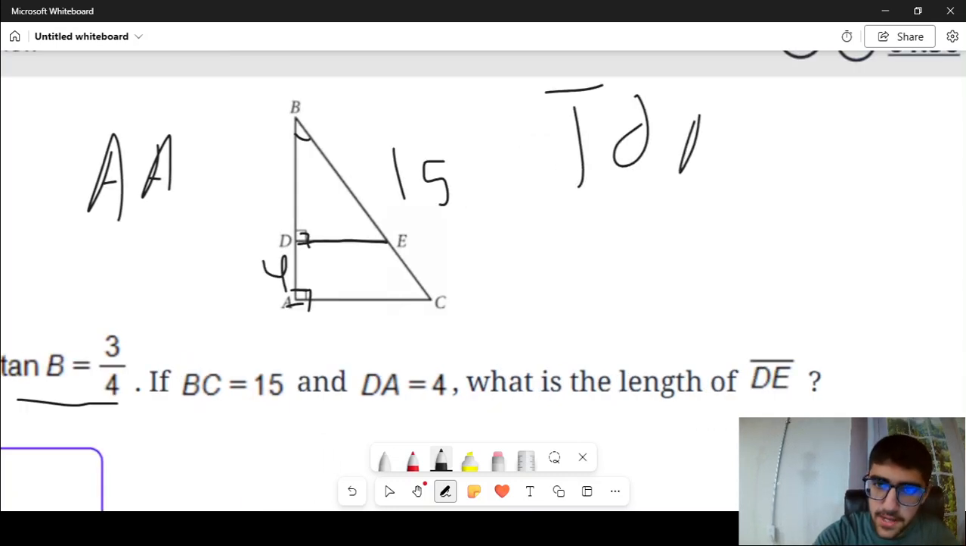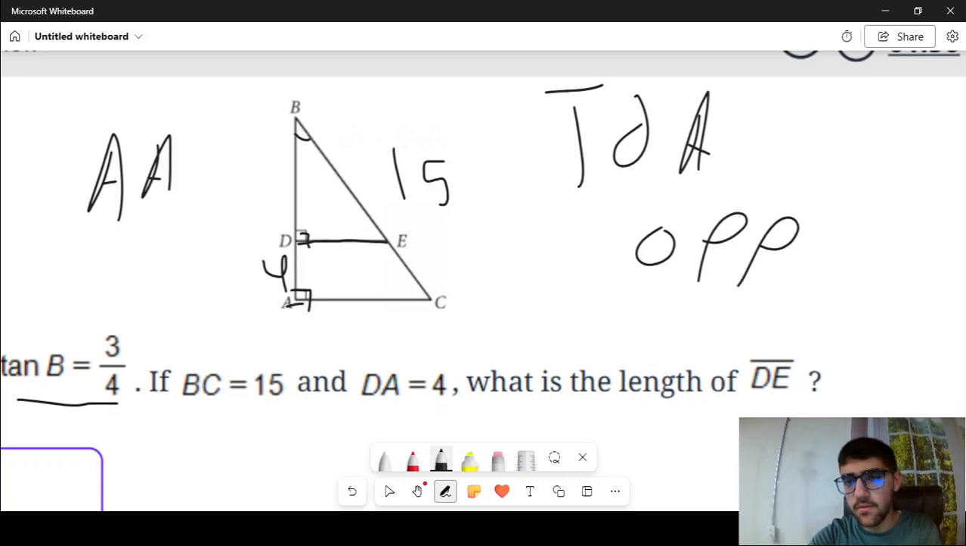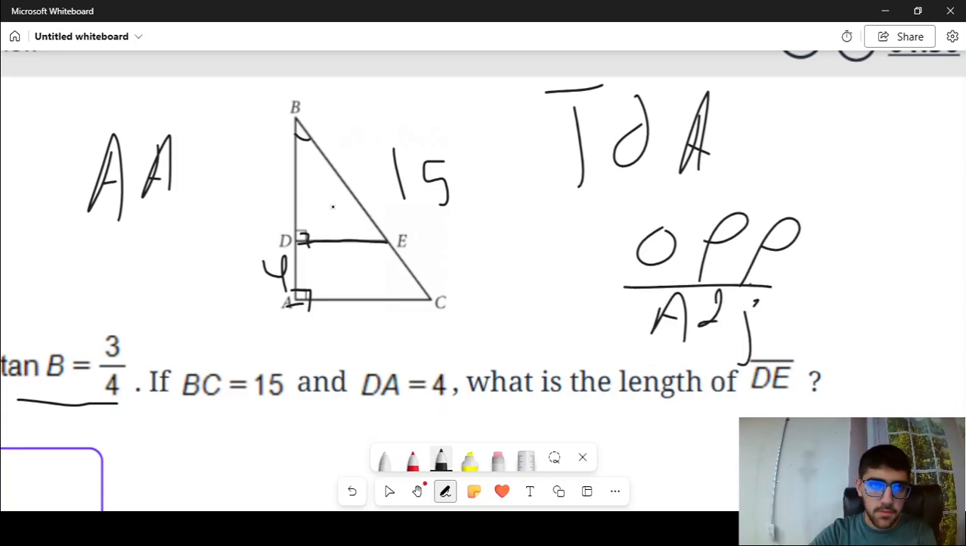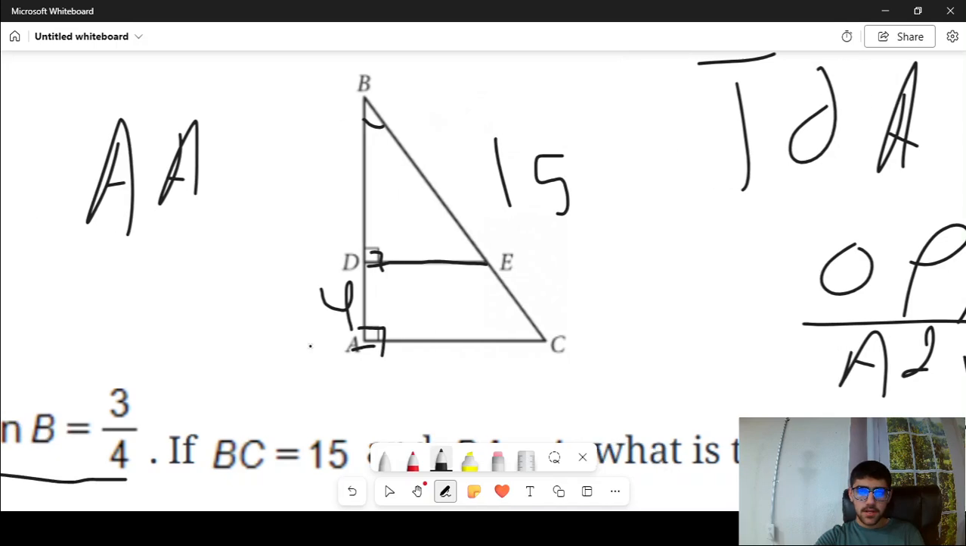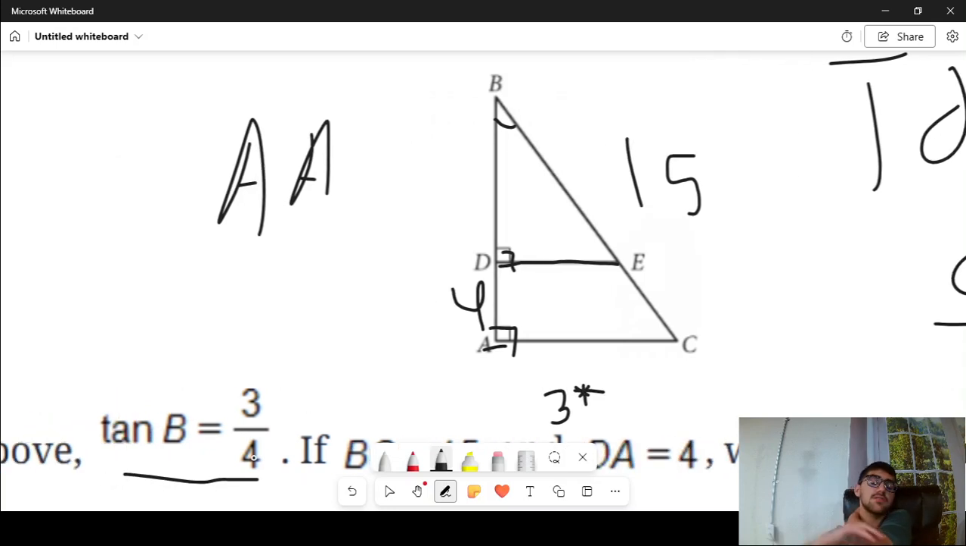TOA. So tan is opposite over adjacent. So B, the opposite angle, is this one. So this one is going to be, relatively, 3. There will be a scale factor, of course. So if this one is 3, let's say, and I'm just going to put a star next to it, just to make sure it's not actually 3. It's just going to be relative to the other side. Relative to the other points, it's going to be a 3.